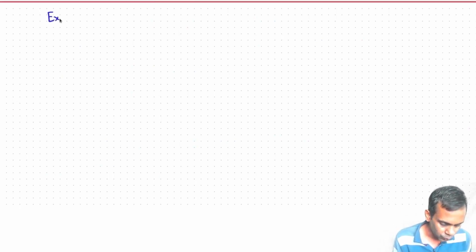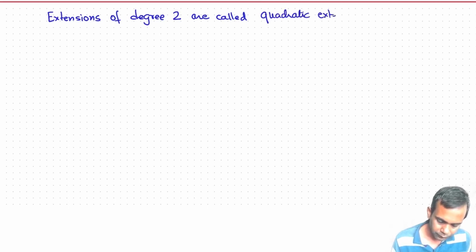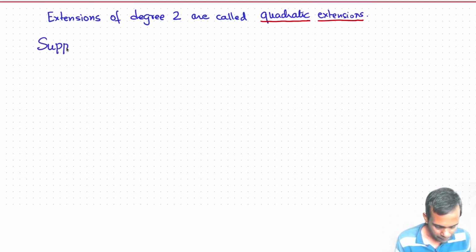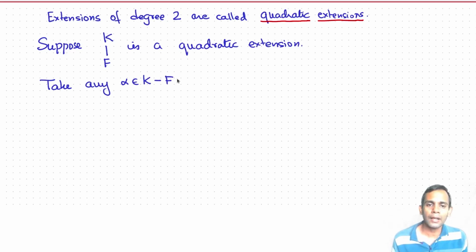The smallest non-trivial extensions are what are called quadratic extensions. So extensions of degree 2 are called quadratic extensions, because they come from quadratic polynomials. It's very easy to describe exactly what quadratic extensions are. So now suppose K over F is a quadratic extension. Take any element alpha of K which is not in F. So alpha is in K minus F.